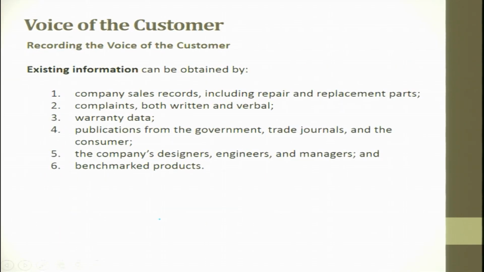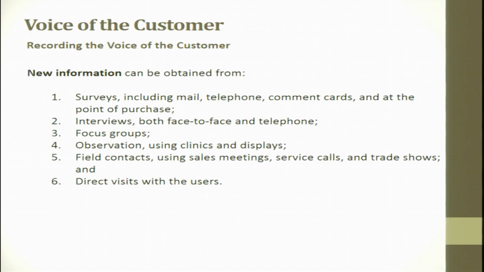Existing information can be obtained from company sales records, including repairs, replacement of parts of some other company or of your own company, complaints both written and verbal, then warranty data, publications from the government and trade journals and the consumers, the company's designer, engineer and manager, and benchmark products. These are places where you get the customer's voice from the existing information.